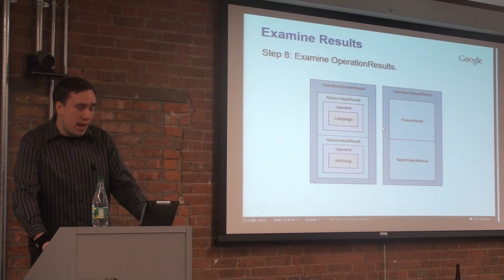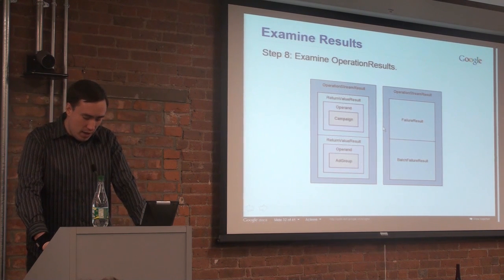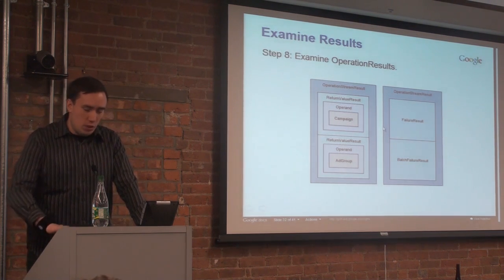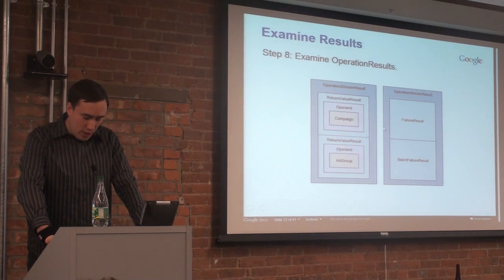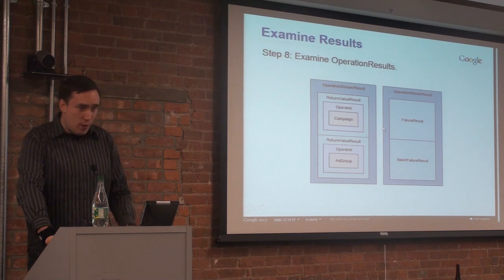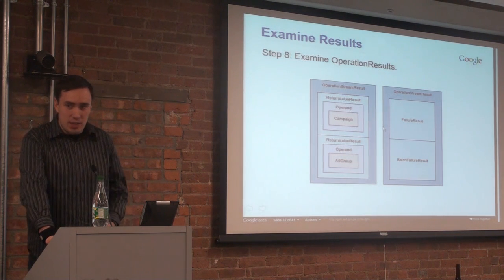Or if you do an update, you get back the object that you updated. So for a return value result, it's got kind of a strange nesting to it that, if anyone here has used it yet, can be a little difficult to work with. Essentially, a return value result has an operand inside of it, and that operand then has the actual object inside of it.